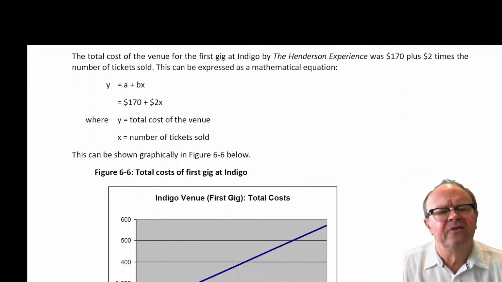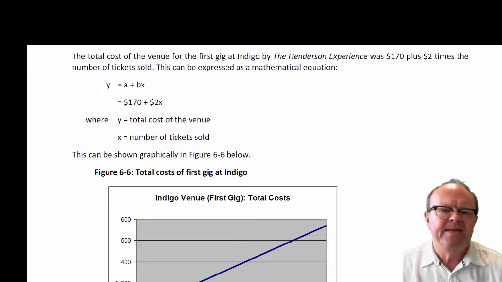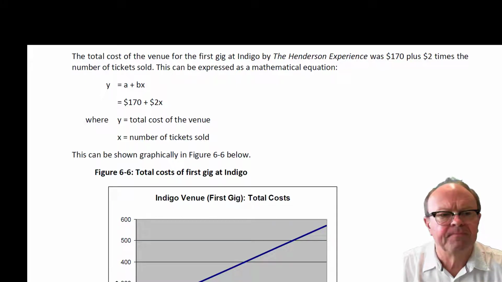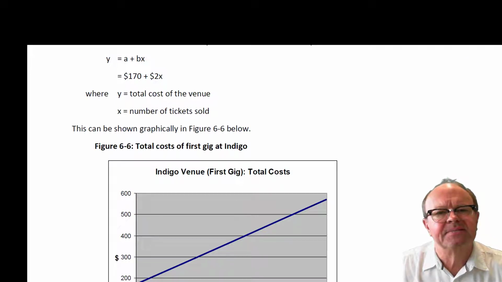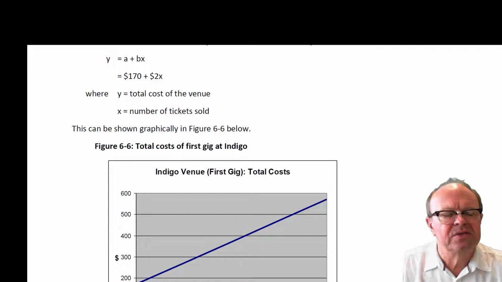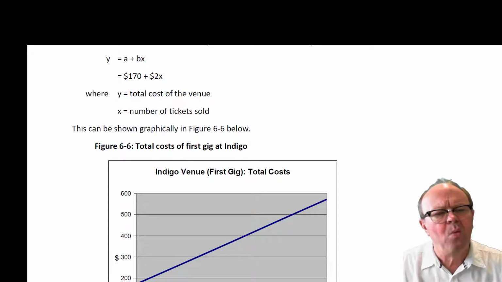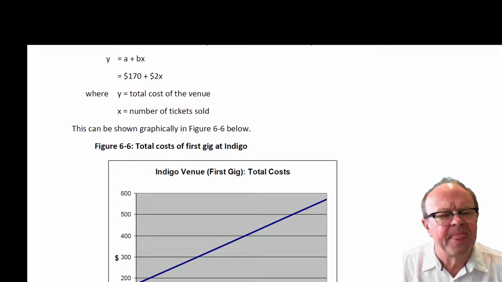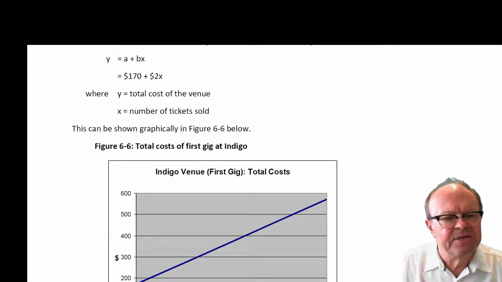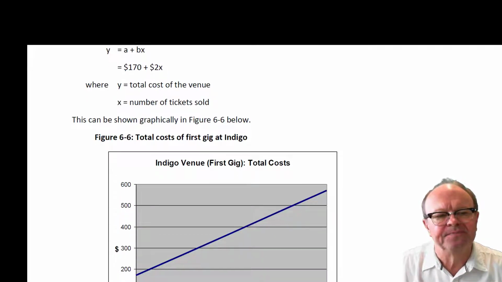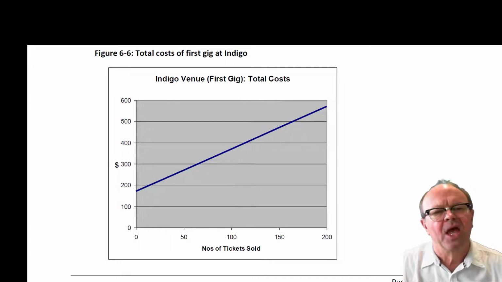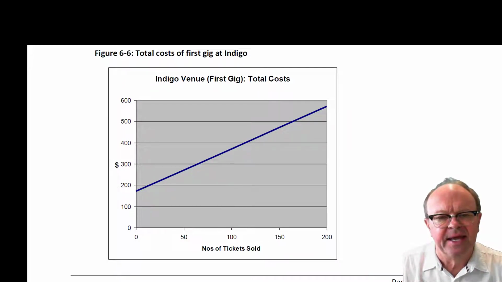The total cost of the venue for the first gig at Indigo by the Henderson Experience was $170 plus $2 times the number of tickets sold. This can be expressed as a mathematical equation. Y equals A plus BX, which equals $170 plus $2 times X, where Y equals the total cost of the venue and X equals the number of tickets sold. This can be shown graphically in Figure 6.6 below. Figure 6.6, total costs of first gig at Indigo.